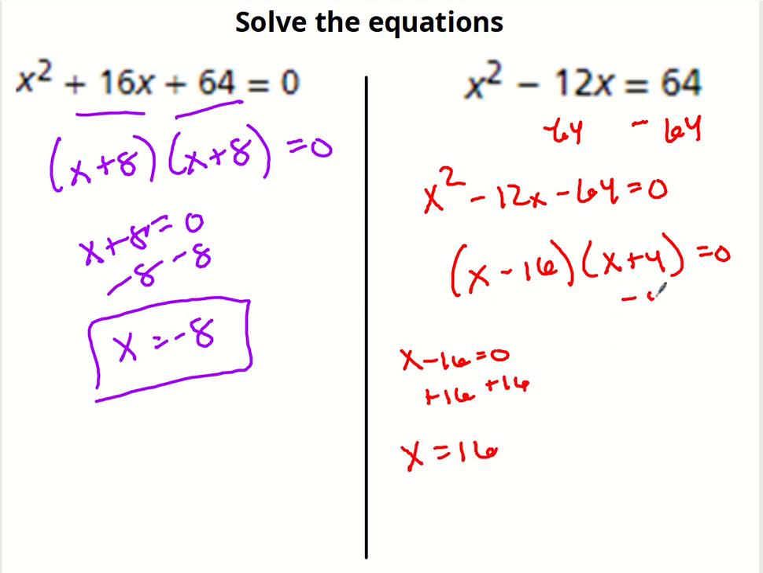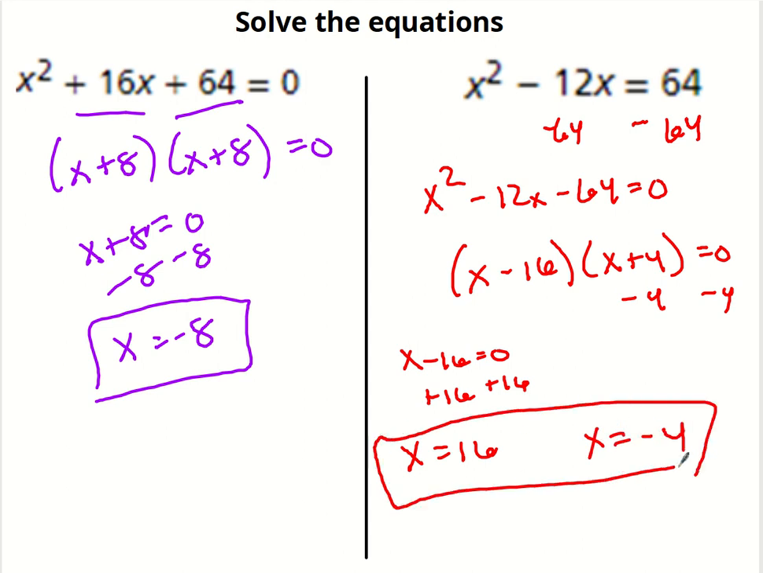This one, I get to subtract 4 from both sides. I get x equals -4. And those are my two solutions for this particular equation. And again, if you want to check it, you can. I can plug in -4 here. -4 squared is 16, minus 12 times -4, which is 16 plus 48, which is 64.